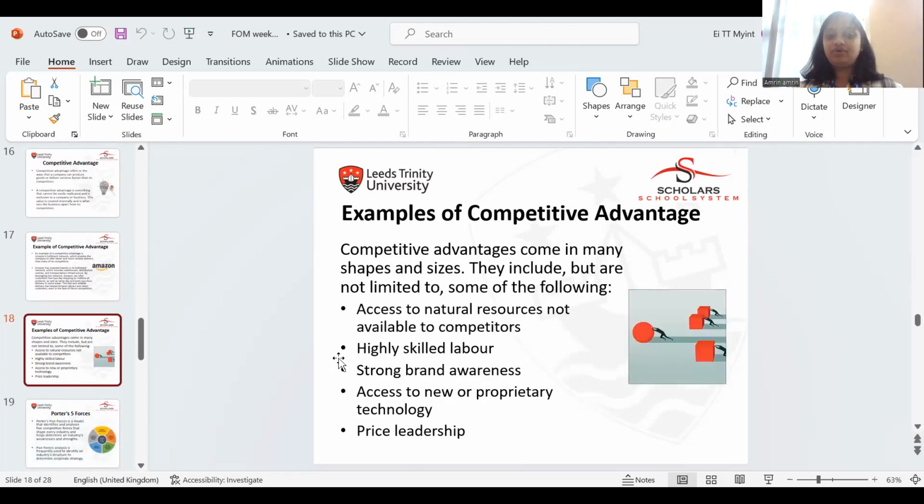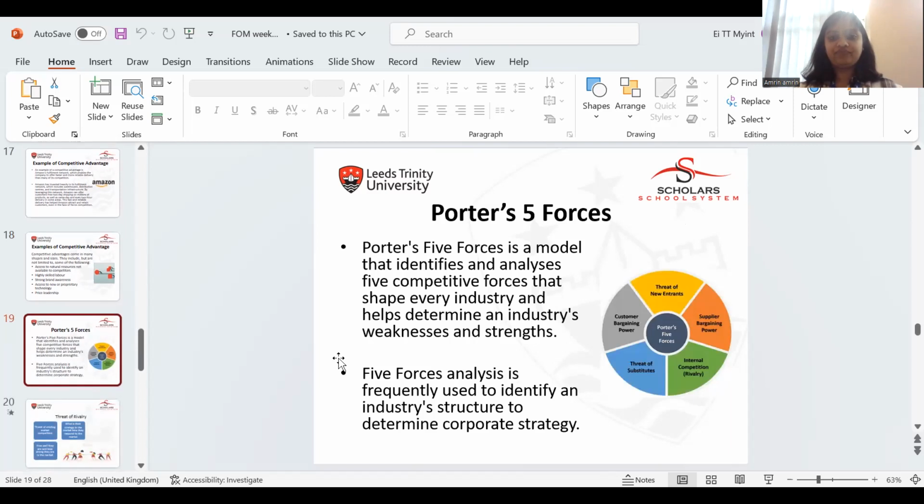Now, examples of competitive advantage come in many shapes and sizes. They include, but are not limited to, the following: access to natural resources not available to competitors, highly skilled labor, strong brand awareness, access to new proprietary technology, and price leadership.